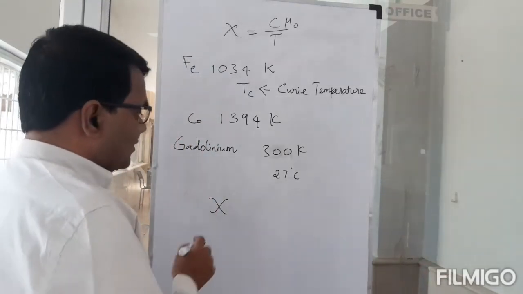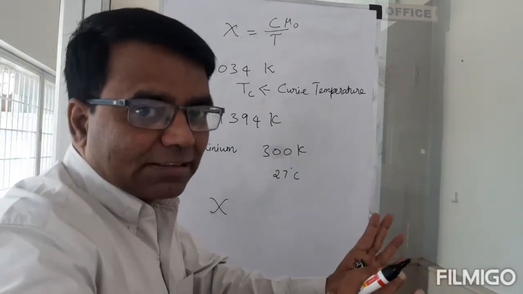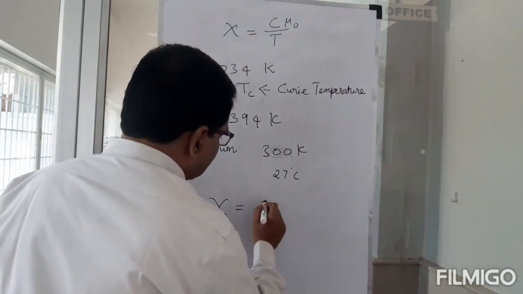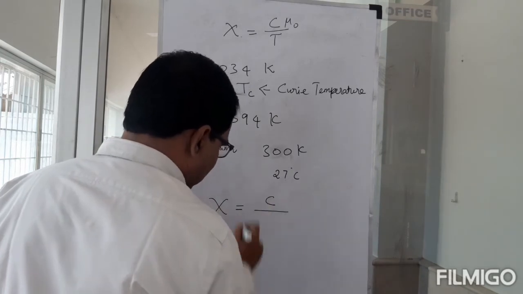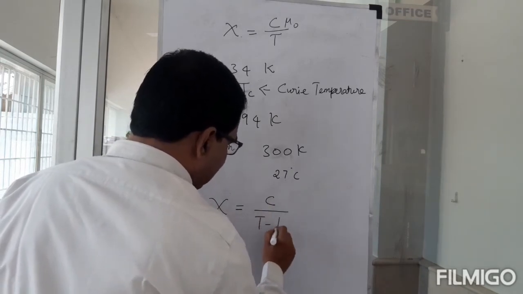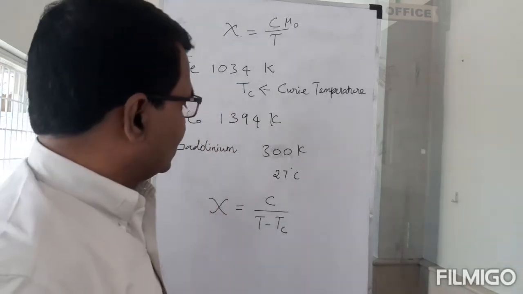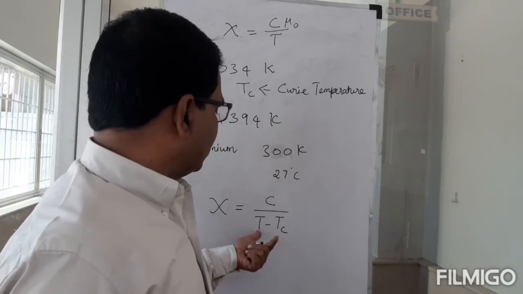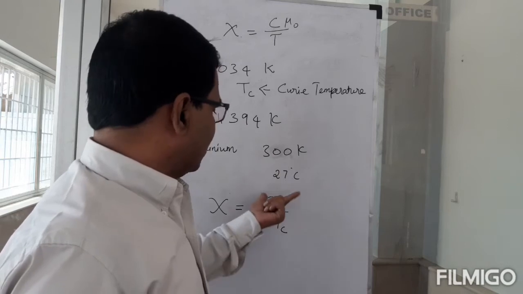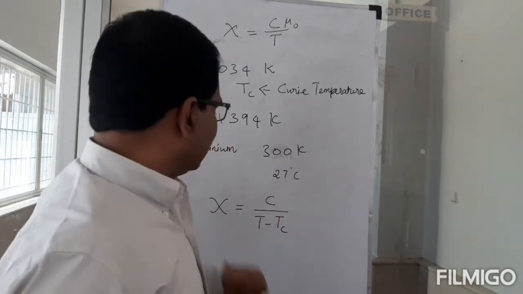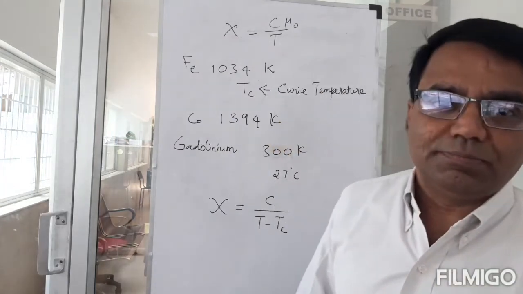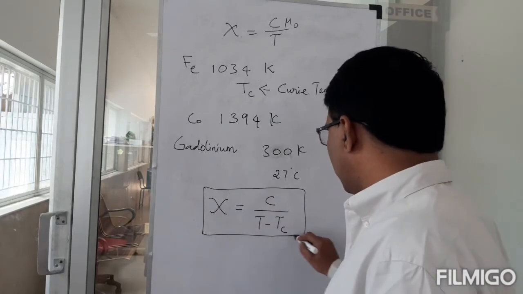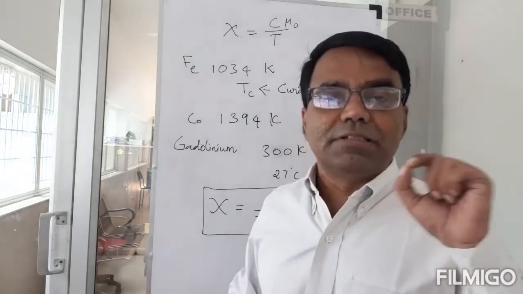Okay? Once it becomes paramagnetic, then the susceptibility is given by this equation: C, a constant, divided by T minus Tc. So if you heat it to say 1500 Kelvin, then 1500 minus 1400 will be 100, so C by 100 would be your magnetic susceptibility. So this is a very important equation. So this is for ferromagnetic materials.